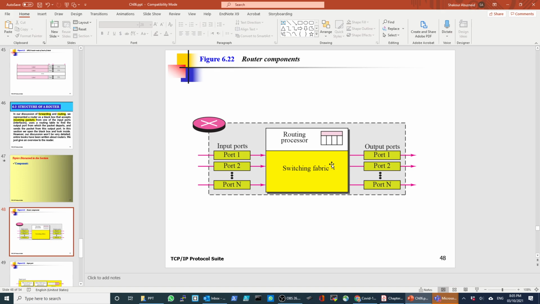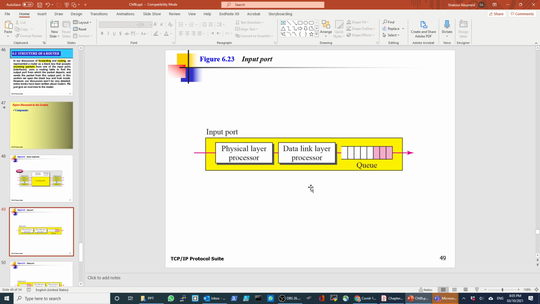So very simple. We could say there are input ports, output ports, a routing processor, and a switching fabric. All right, so this will show the schematic. So the input port, you'll have a physical layer processor, then a data link layer processor. How many layers, anyways, do we have in the router? Three, right? Physical, data link, and the network layer.